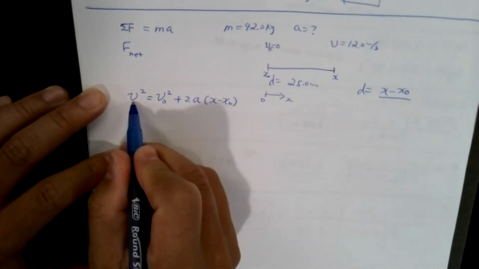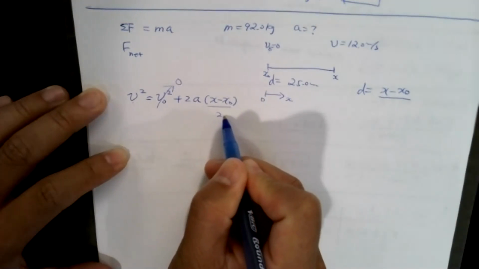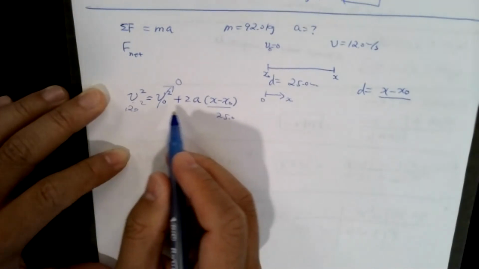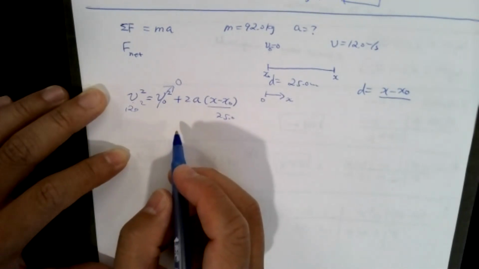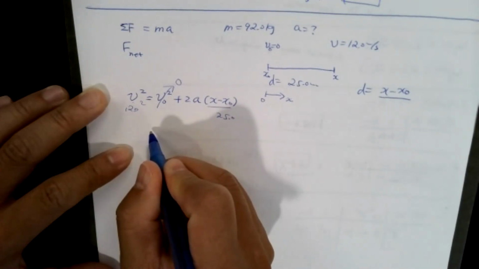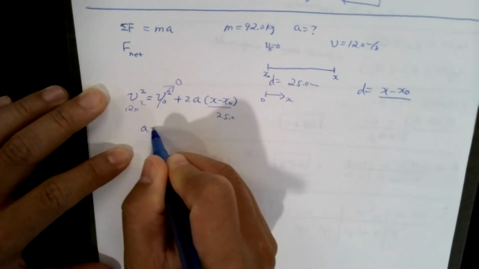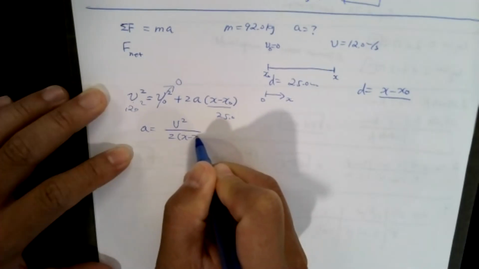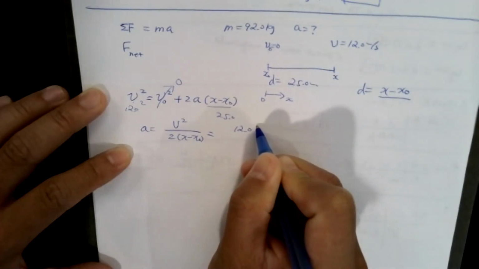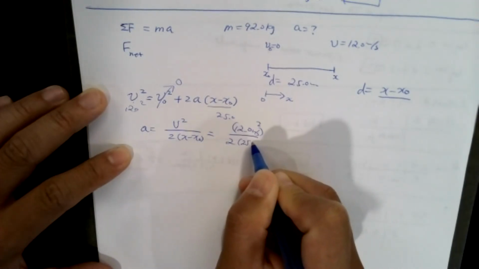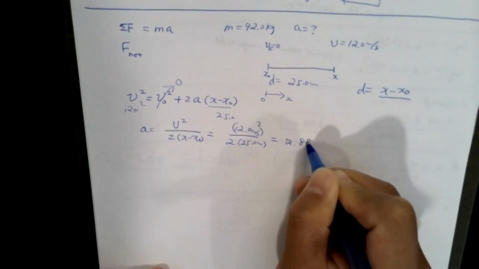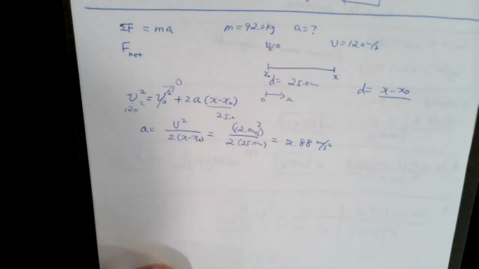So you have this guy, this is initial 0, this is 25, okay? And then this is 12. So 12 squared equals 2 times 8 times that. So you can figure out your acceleration. So your acceleration here will be equal to v squared divided by 2 times x minus x naught, okay? So 12.0 meters per second, squared, divided by 2 times 25 meters. That gives you your acceleration of 2.88 meters per second squared.